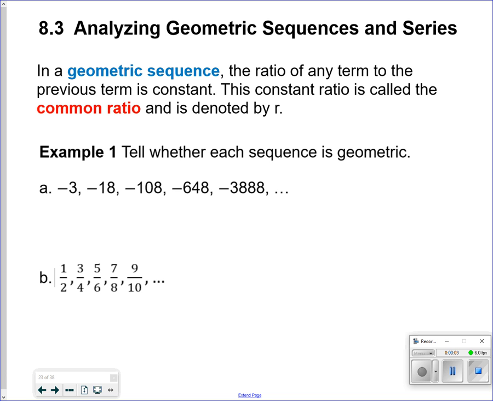All right, welcome back. Hononegah Honors, Algebra 2, Section 8.3. We're now going to talk about what's known as a geometric sequence.